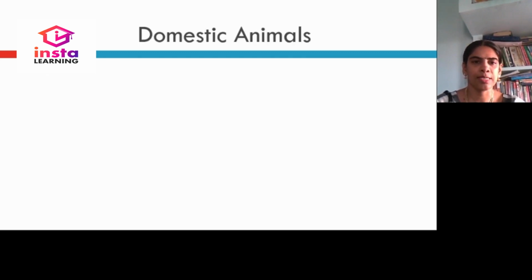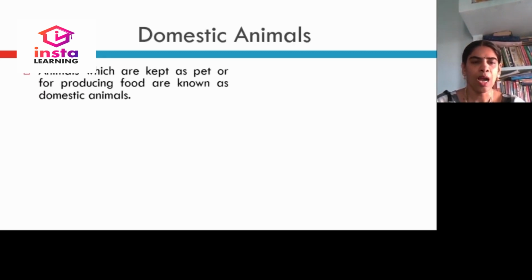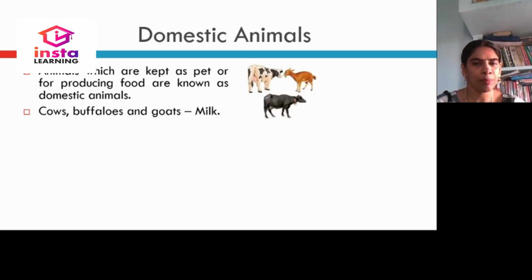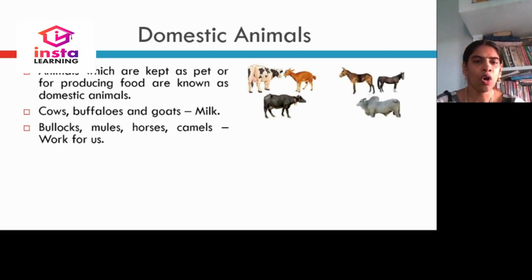Domestic animals. Animals which are kept as pets or used for producing food are known as domestic animals. Cows, buffaloes and goats give us milk. Bullocks, mules, horses and camels work for us.